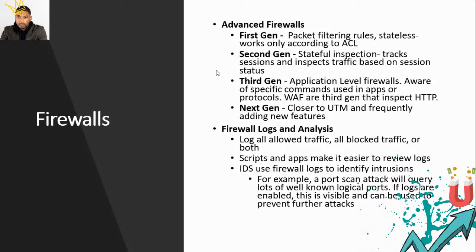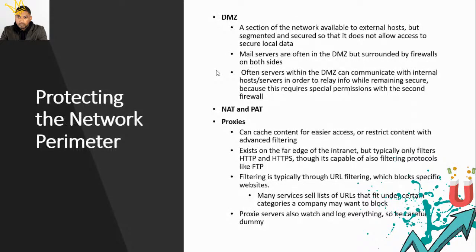Firewall logs and analysis: log all allowed traffic, all blocked traffic, or both. Scripts and apps make it easier to review logs. IDS uses firewall logs to identify intrusions. For example, a port scan attack will query lots of well-known logical ports. If logs are enabled, this is visible and can be used to prevent further attacks.